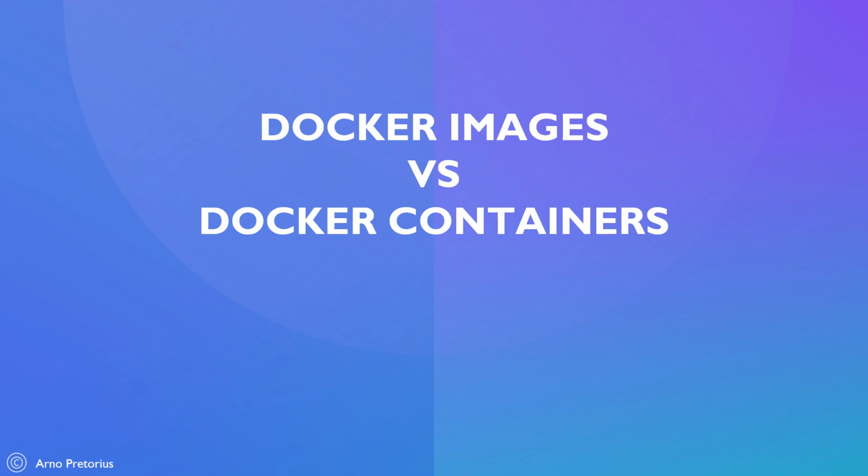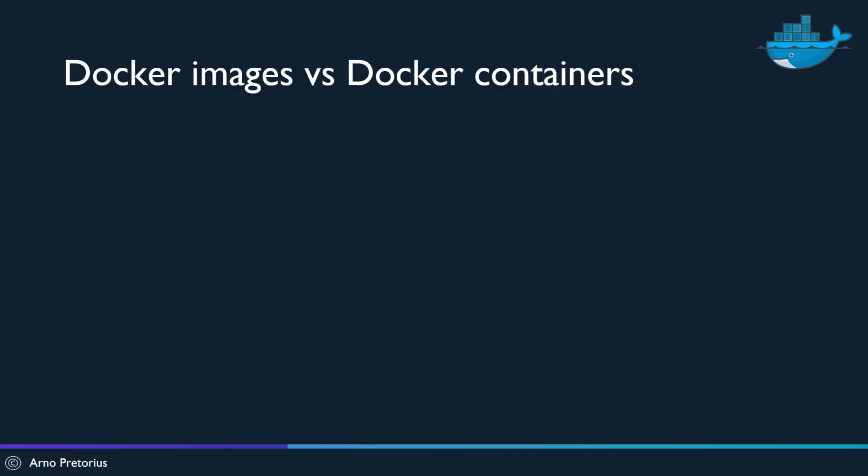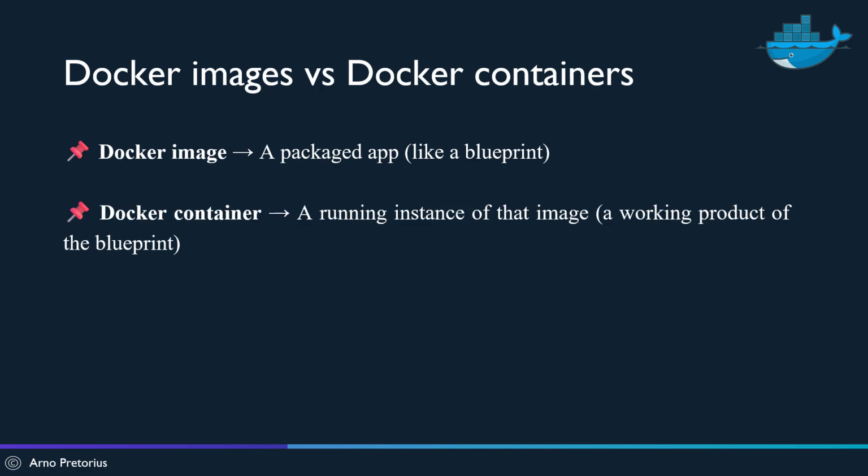The next thing that we want to do is evaluate the differences between a Docker image and a Docker container. This is something that I kind of teased earlier on when we installed Docker locally, by just perusing through it. So, Docker images versus Docker containers. A Docker image, simply put, is a packaged app. This is like a blueprint. Then we get a Docker container, and this is essentially a running instance of that image. So it's essentially a working product of that particular blueprint that you provided.